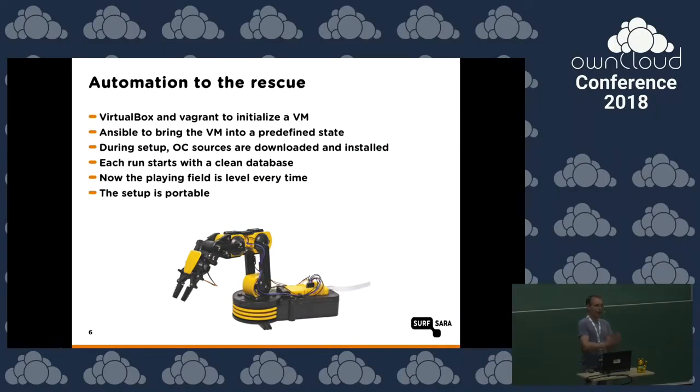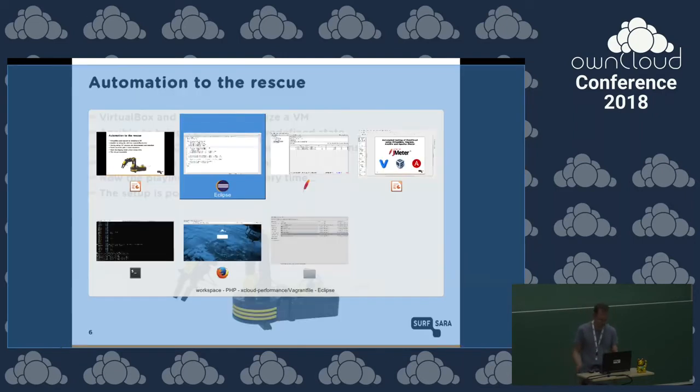So Ansible, I use it to bring the VM into a state where I can actually start doing the testing. Basically, I need Apache, I need PHP, I need MariaDB. So in the playbook, it installs that stuff for me. But it does some more things, because the VM is clean, it's just a CentOS with nothing on it, and I want to test ownCloud, and I don't want to have to install it every time.